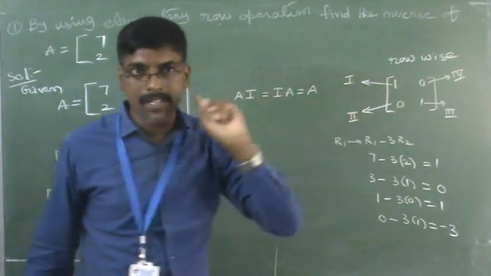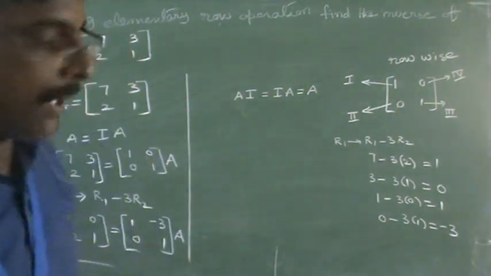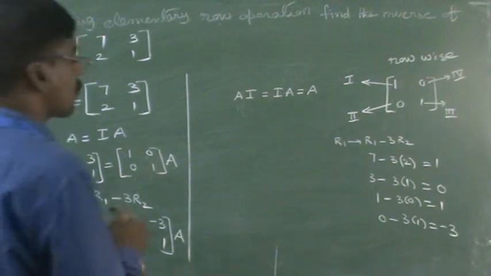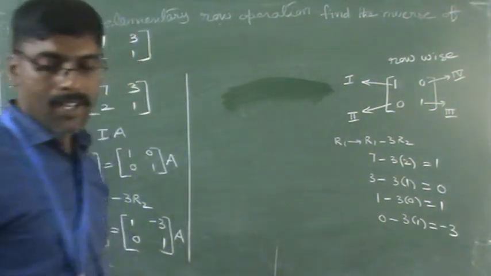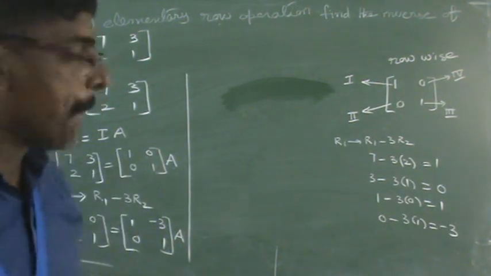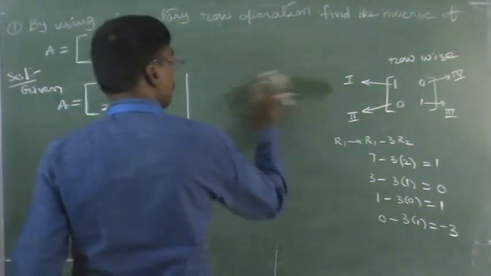What is our first aim? Our first target should be that the first element is converted to 1. That is the first step. Then the first step is successful.